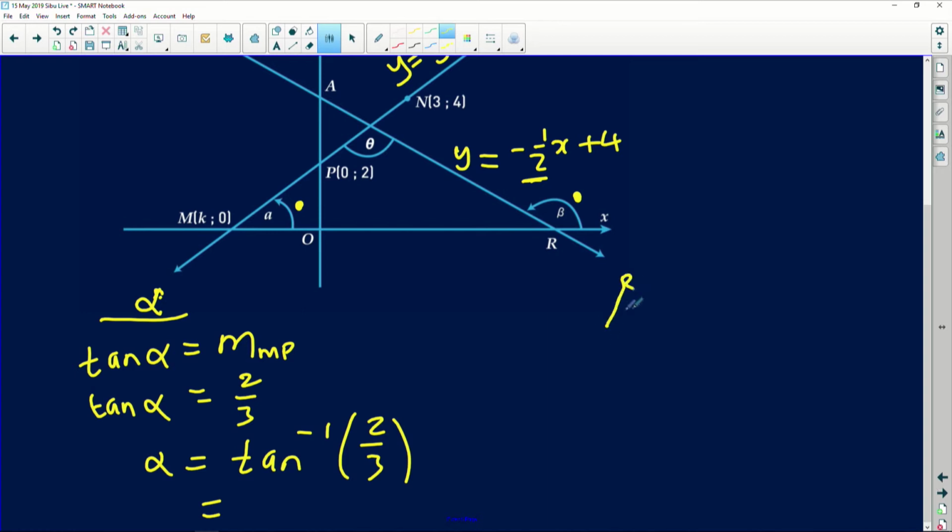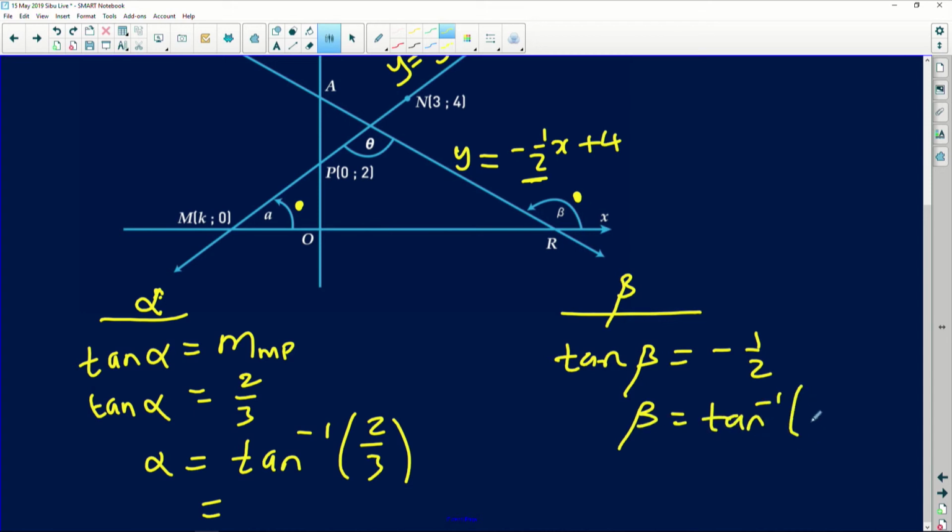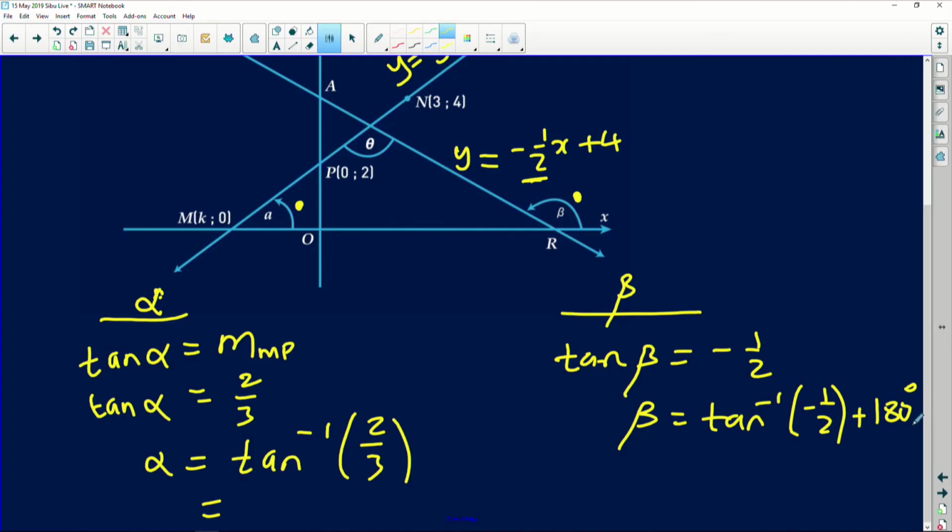For beta, let's see what will happen. For beta, I need this gradient. So tan of beta is the gradient that we're looking at, which is minus a half. Therefore, beta is simply arctan of minus a half. But because it's negative, I'm going to need to add 180 degrees because we are not getting the usual angle. You'll be getting the negative direction. So you must add 180 since angles on a straight line add up to 180 degrees.